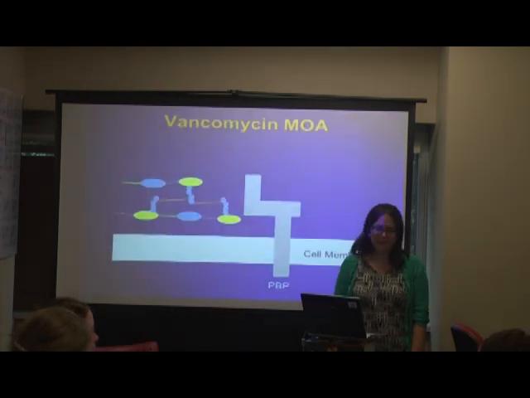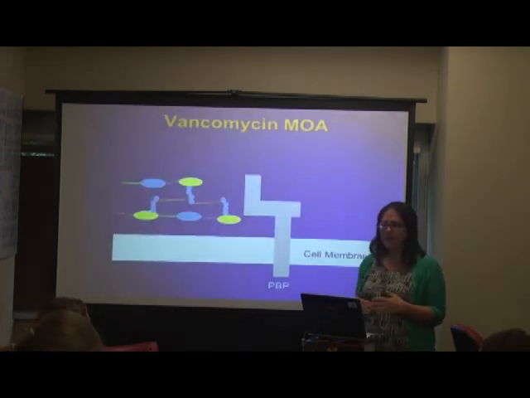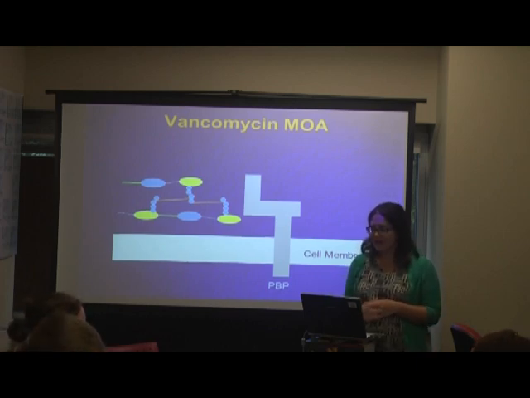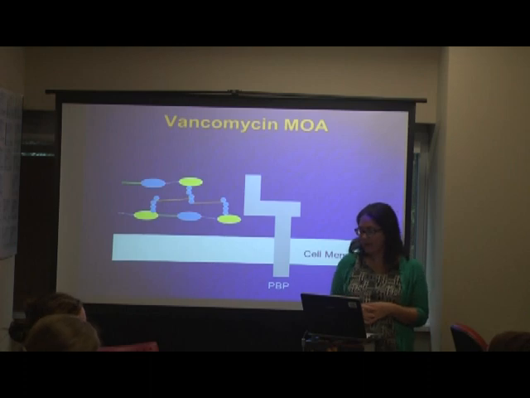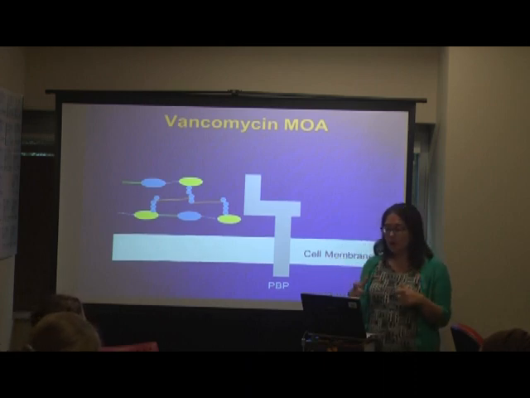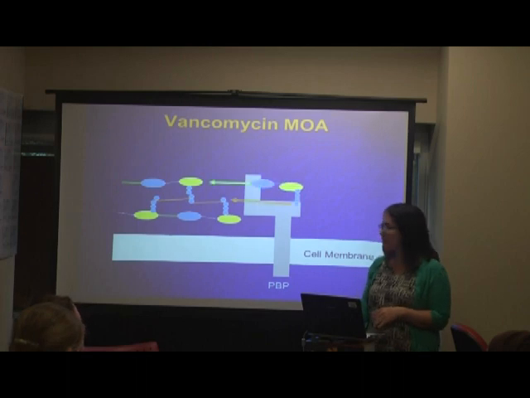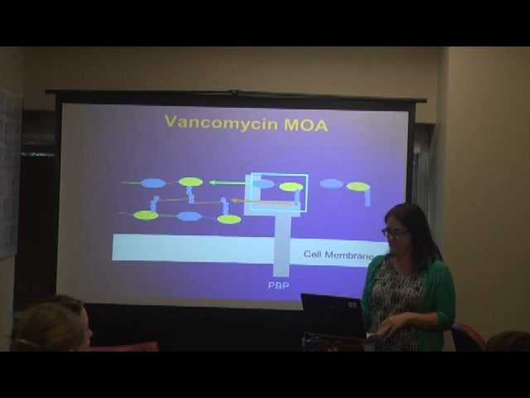So how does vancomycin work? Well, it works within the cell membrane. N-acetylmuramic acid and N-acetylglucosamine, so NAM and NAG, are these subunits that make up the cell wall. However, when vancomycin is utilized, it prevents those subunits from binding to the cell membrane, and that's how vancomycin is effective. So you can see here, it prevents those subunits from binding to the cell membrane.